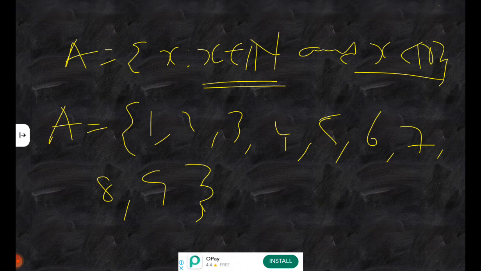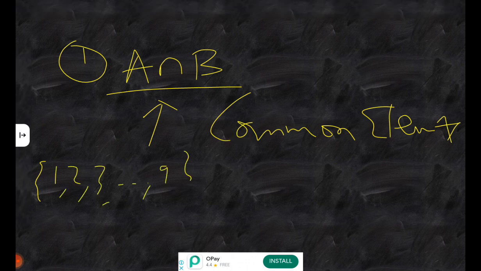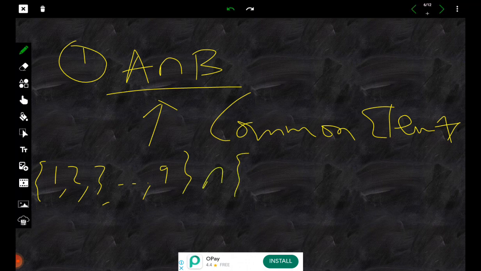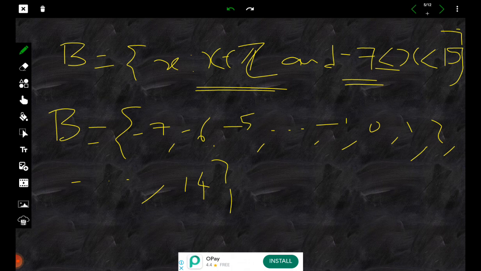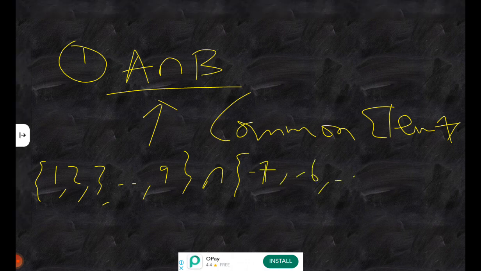So let's go for it. 1, 2, 3 up to 9. So that means set A has 1, 2, 3 up to 9. Please don't misinterpret this. This is up to 9. Now what about set B? Set B has from -7 up to positive 14. So that is from -7, -6, up to positive 14.